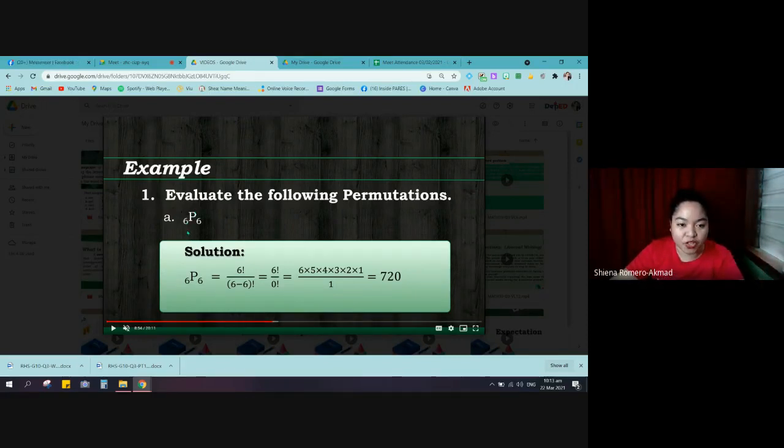So let us have another example para ma-evaluate, for you to understand more of this permutation formula. So, for example, 6 yung choices mo at 6 yung pipiliin mo. So, lahat napili, right? So, that's permutation of 6 taken 6 at a time. So, that's 6 factorial divided by 6 minus 6 factorial. And 6 minus 6 factorial is equal to 0 factorial, which is equal to 1. 6 factorial is 720 divided by 1 is still 720.